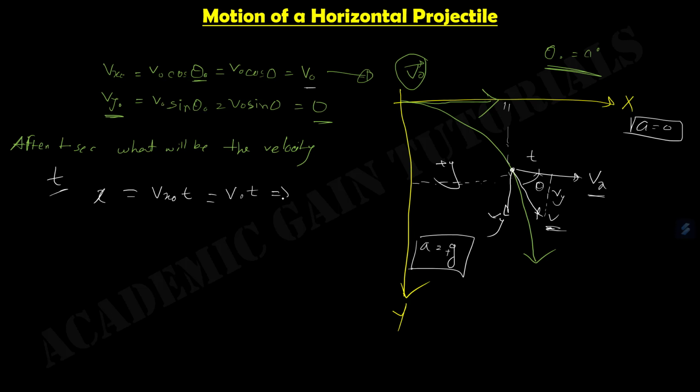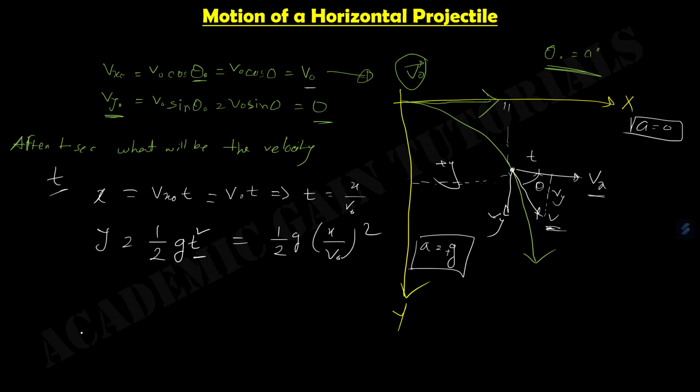From that we can write t equals x by v naught. Along the y-axis, the distance after t seconds will be vy naught t plus half of g t square, as the acceleration equals plus g, and we know vy naught equals 0, so we can remove this term. Then we get half of g t square. If I replace this t with x by v naught, I get half of g into (x by v naught) whole square.